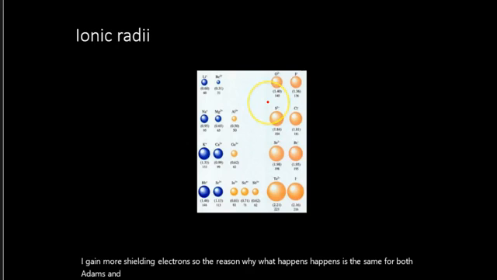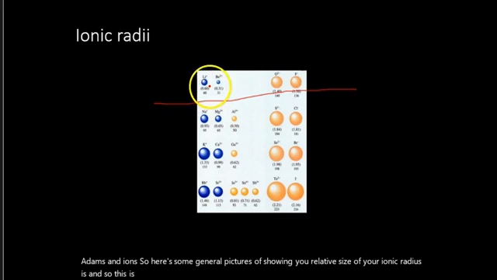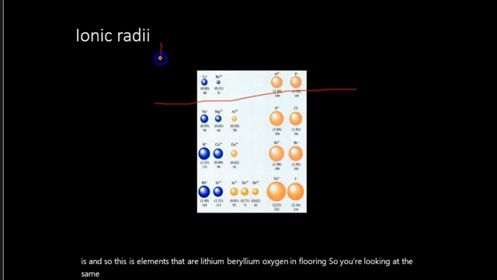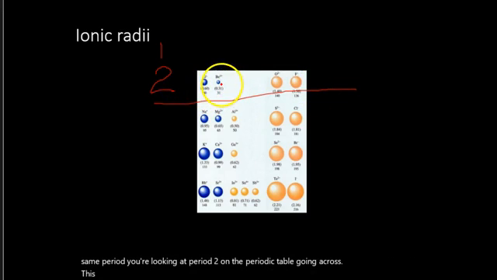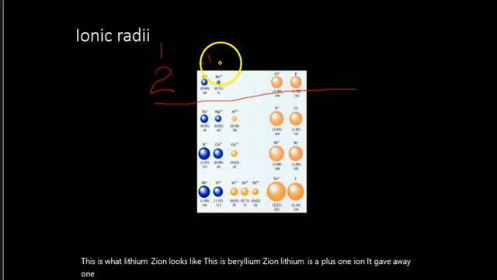So here are some general pictures showing you the relative size of your ionic radii. These are the elements lithium, beryllium, oxygen, and fluorine, so you're looking at the same period. You're looking at period 2 on the periodic table going across. This is what lithium's ion looks like. This is beryllium's ion. Lithium is a +1 ion. It gave away 1 of its electrons.